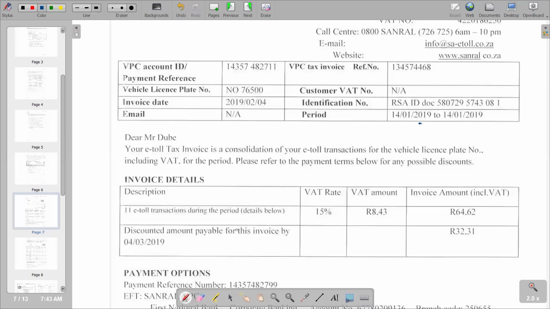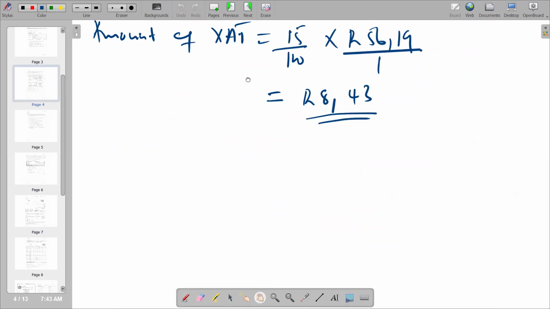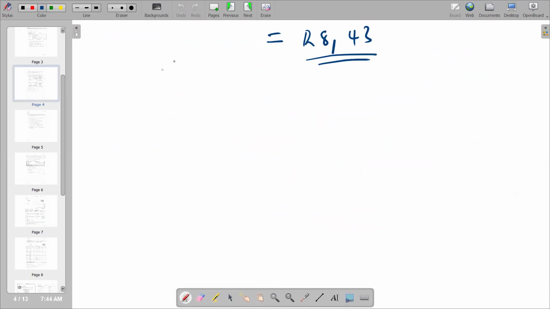So if you come to the next year, you see that we are given the discounted amount payable for this invoice by 04/03/2019, which is 32 rand 31 cents. So basically, this is the amount that we are looking for. So this becomes our 2.1.5a, whereby we are saying the discount amount becomes 32 rand 31 cents.